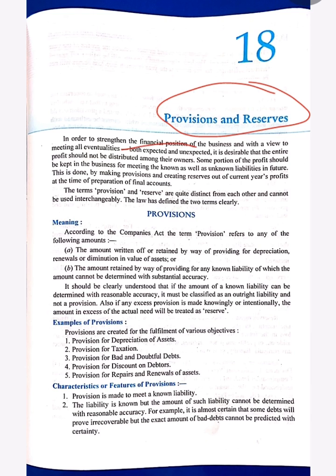In order to strengthen the financial position of the business and with a view to meeting all eventualities, both expected and unexpected, it is desirable that the entire profit should not be distributed among the owners. Some portion of the profit should be kept in the business for meeting the known as well as unknown liabilities in future. This is done by making provisions and creating reserves out of the current year's profit at the time of preparation of final accounts.